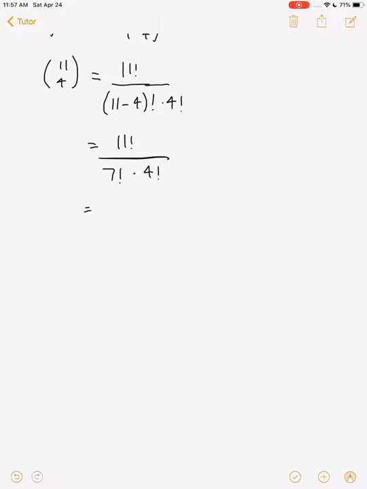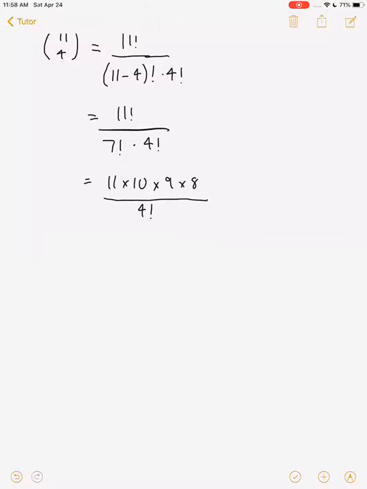So if I do that, I'll have 11 times 10 times 9 times 8. And then everything from 7 times 6 all the way to 1 will be canceled out with the 7 factorial. And then on the bottom, I'll just have 4 factorial left, right? So this is much easier to compute now. This is way easier to compute. We're only multiplying 4 numbers at the top and only 4 numbers on the bottom. And this is the form you also recognize, right?